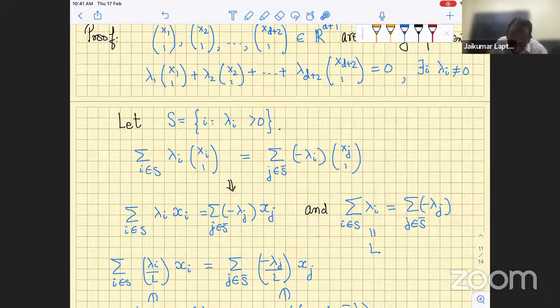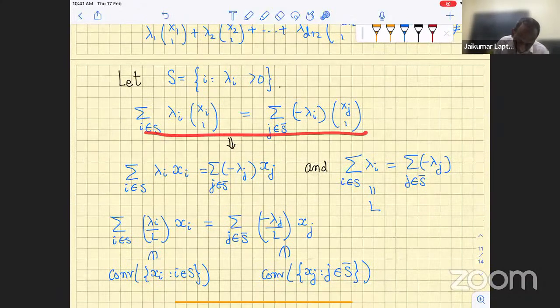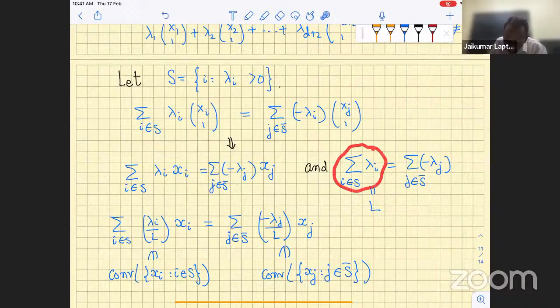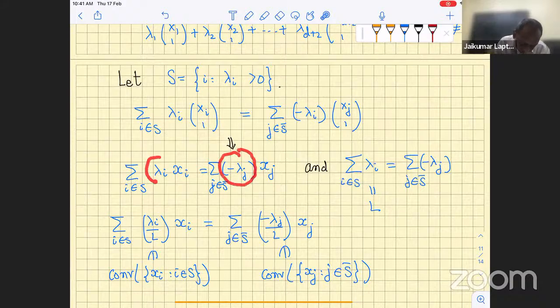Yeah, but what we want seems to be holding. Now, if such a thing holds, then the xi's themselves must match. That is, if you take the lambda i xi and the minus lambda j xj, they must be equal. But this was what I said earlier. There should be cancellation of the scalar. That means the positive lambdas and the negative lambdas must add up to the same thing in absolute value. That means if you look at all these coefficients here, which are also positive, all these coefficients here are positive, and their sum is the same.